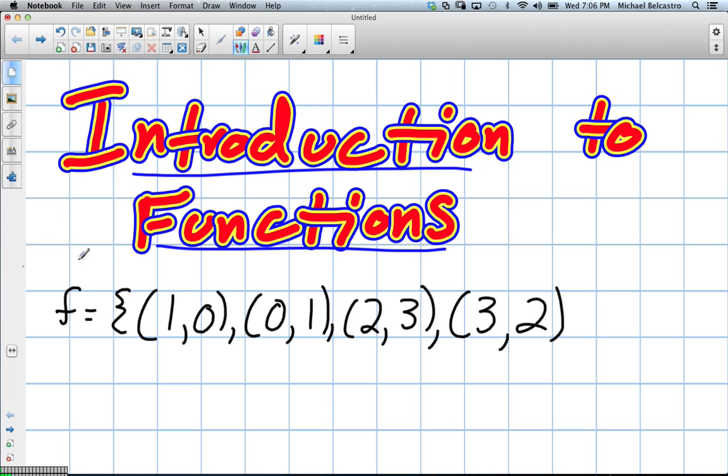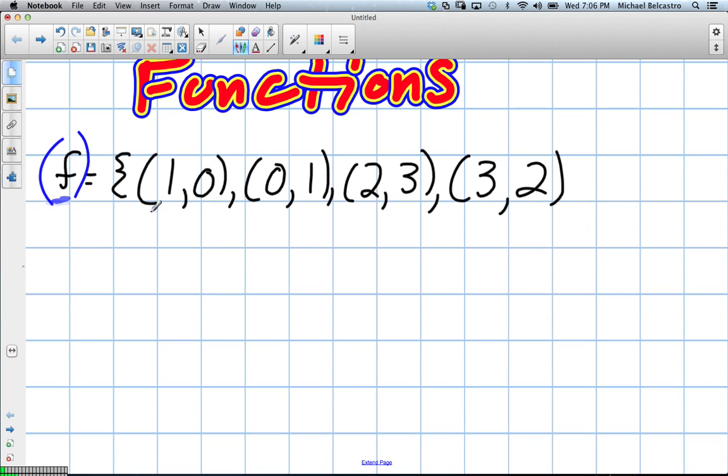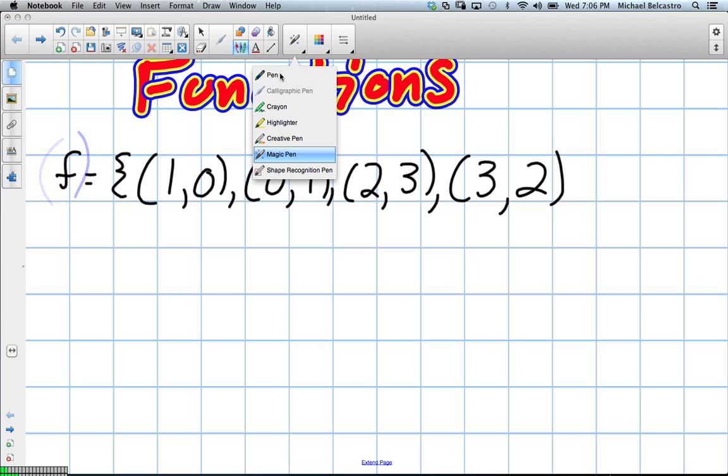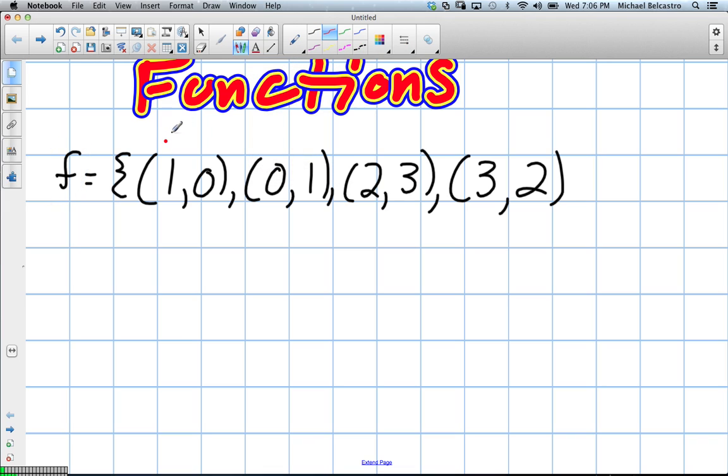Introducing what we know as functions, okay? We'll talk about this f and how it represents a function, or maybe in this case doesn't. We're going to figure that out. What they've given us is a couple coordinates here, right? Each of these coordinates have two values. One of them represents an x, and the other one represents a y.